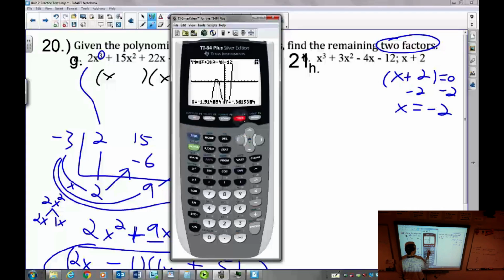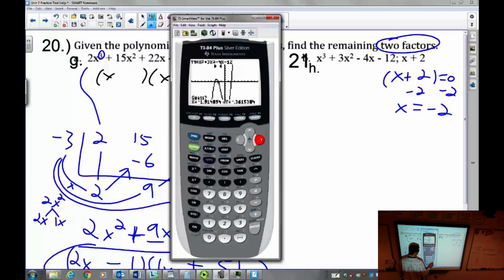Second calc, and we'll use the zero function. So there's the zero. Left bound means to go to the left of the zero, up there. Push enter. Then push to the right and go to the right bound. That's a good right bound down there. Push enter. And it's saying guess. Well, I'm going to guess right about there.